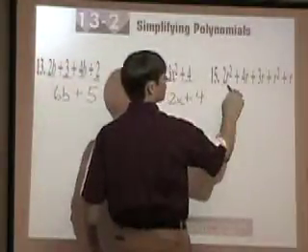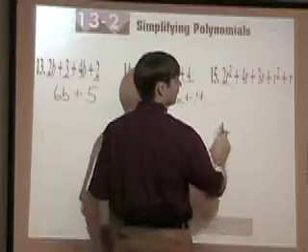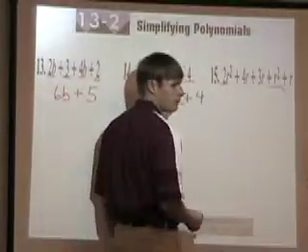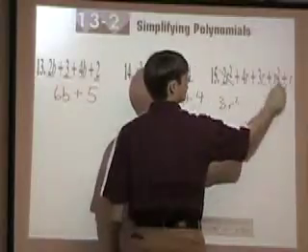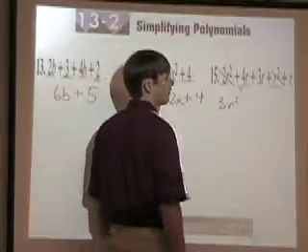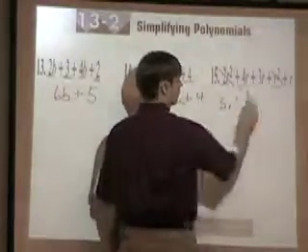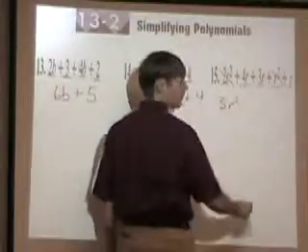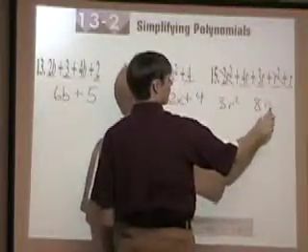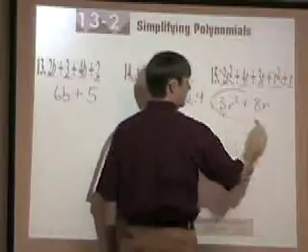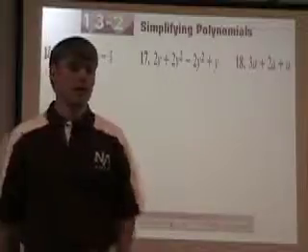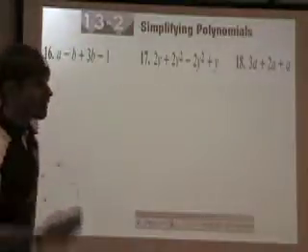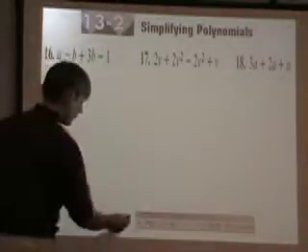Our last one, what's a like term with 2r squared? R squared. What do you add them up to be? 3r squared. Now, what's a like term with 4r? 3r. And? Add r. So what's 4r plus 3r plus r? 8r. Now, what do I put in the middle? Plus. So this is your answer right here.